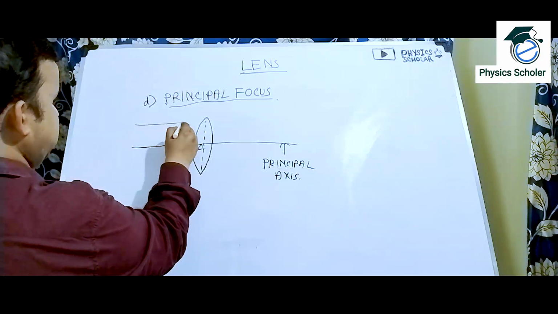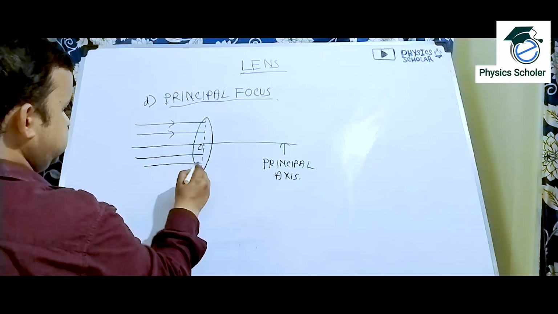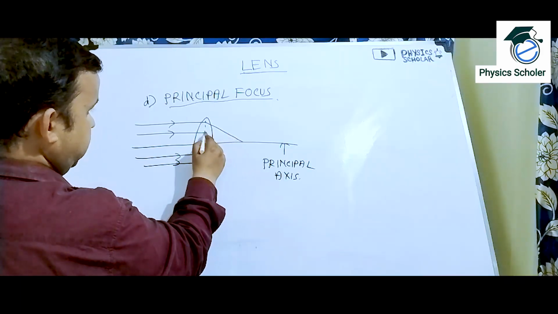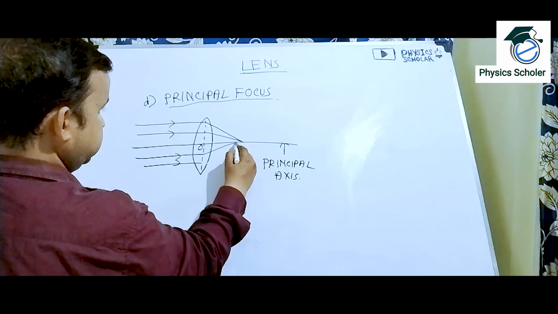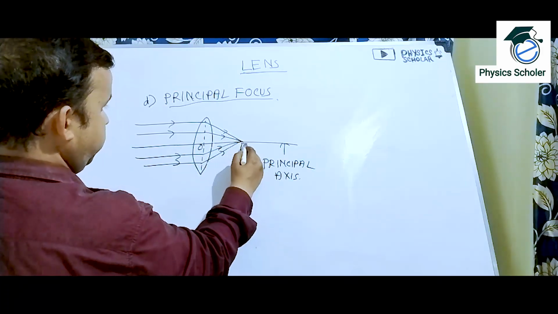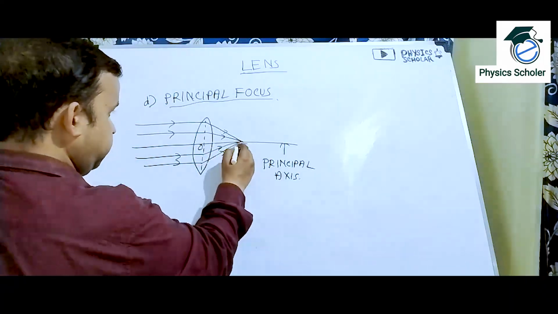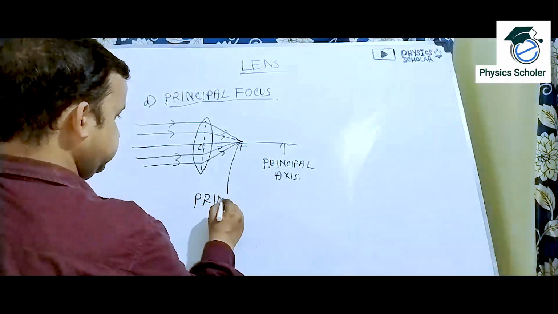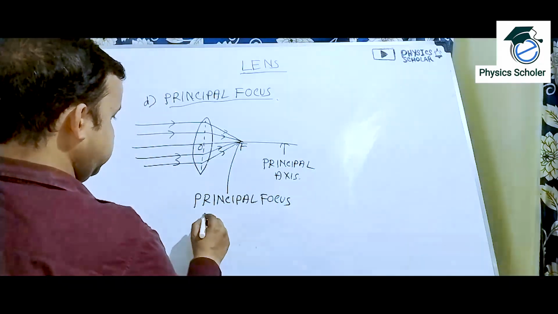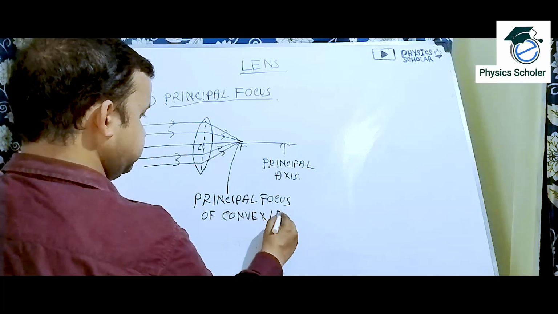Suppose a parallel beam of light is incident on the lens. After getting refracted, the refracted rays will meet at a point on the principal axis. This point is known as the principal focus of the convex lens.